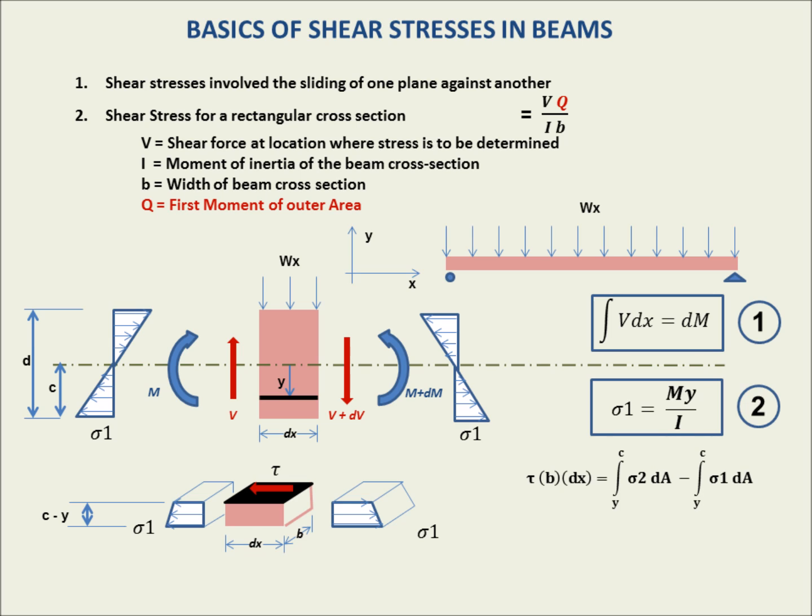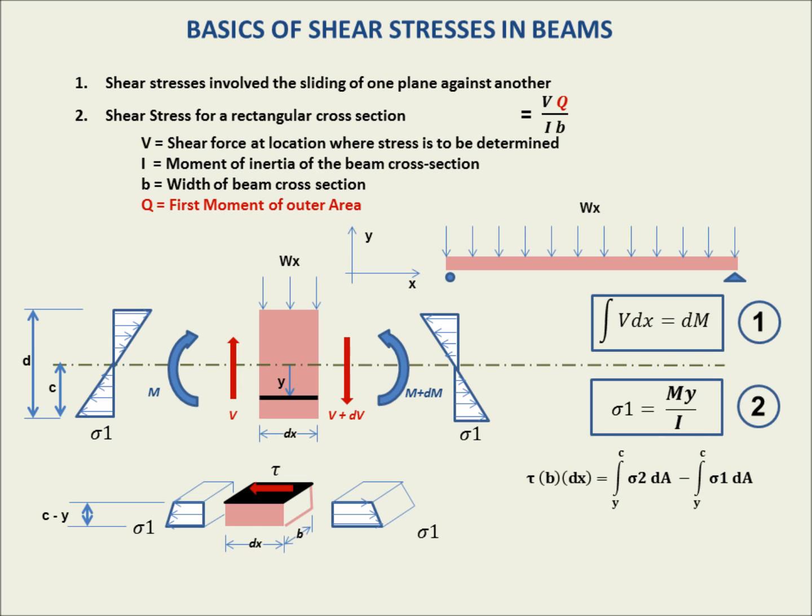We can state something about this scenario. We can write an equation of static equilibrium that sums up the forces. So basically what we're going to say is that shear stress multiplied by the area of that black plane, which is basically b times dx, we say that tau b dx is equal to the integral from c to y of sigma 2 dA, and dA is basically the distance c minus y times b. So we represent that as dA, minus the integral from c to y of sigma 1 dA. So all we've done here is a statement of static equilibrium.